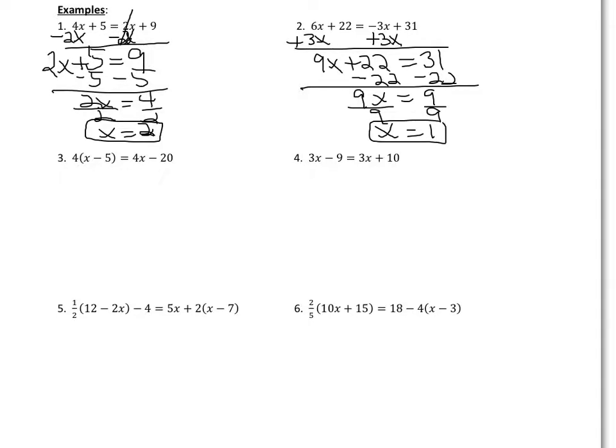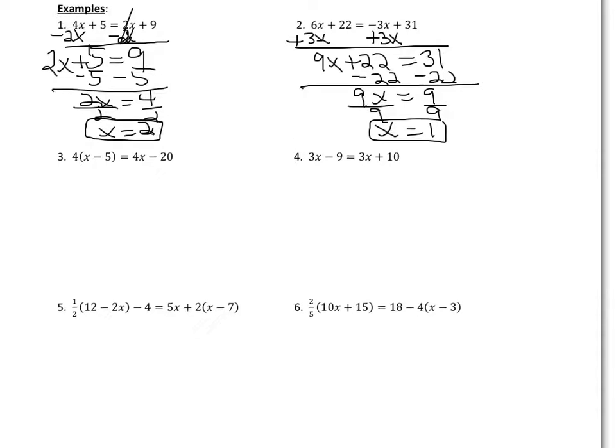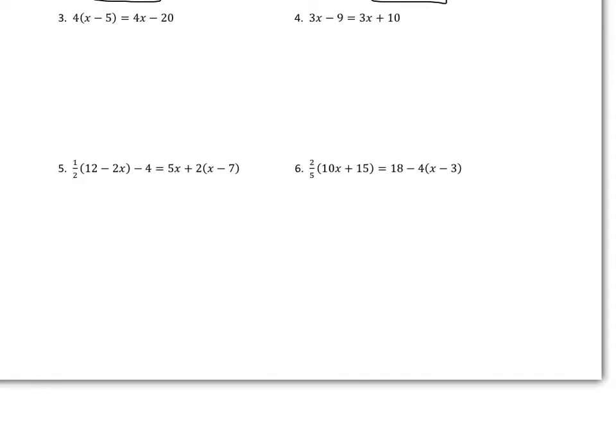All right. Let me move this up so we can look at example number 3. All right, in example number 3, we have 4 times the quantity x minus 5 equals 4x minus 20. Now we have a parenthesis on the left-hand side, so we have to do some simplifying to both sides first. So when I use the distributive property, distribute that in, I do 4 times x and get 4x. And then 4 times 5 gives me minus 20. So I have 4x minus 20 equals 4x minus 20.